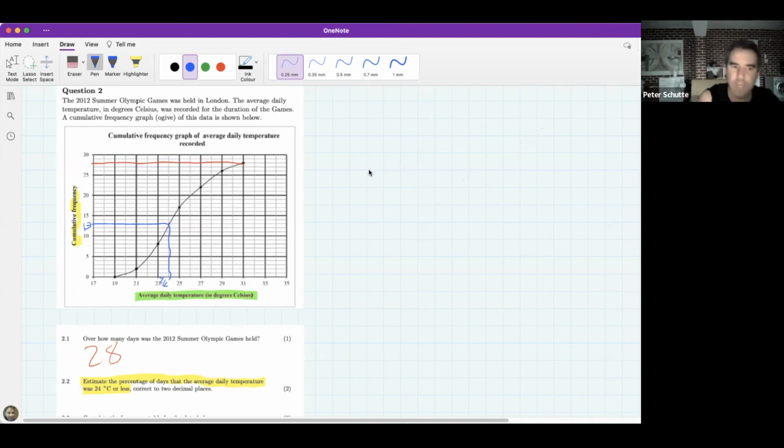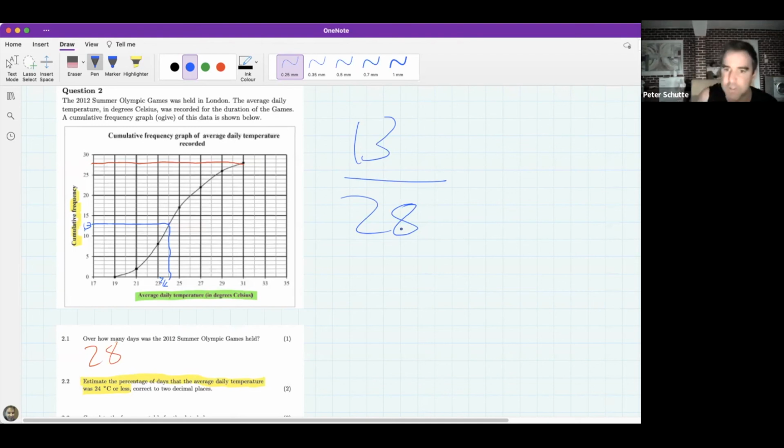What do you guys think? So we want to know what percentage of days were below a temperature. We know the total number of days was 28. And then how are we going to work out how many days were 24 degrees or less? Well, if we follow the ogive, we go from 24 to the vertical, we get 13. And so then I'll use 13 divided by 28.